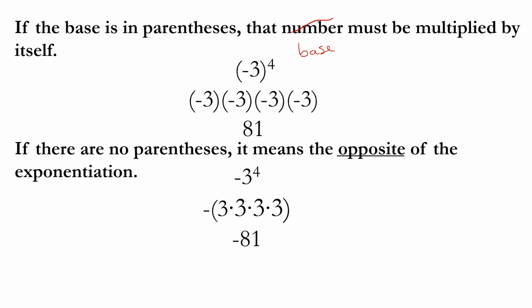If there are no parentheses, it's the opposite of the exponentiation. So that's -3 to the 4th power. It's the negative of 3 to the 4th power. So you do 3 to the 4th power, and then you take the negative. So 3 to the 4th is 81, and the negative of that is -81.